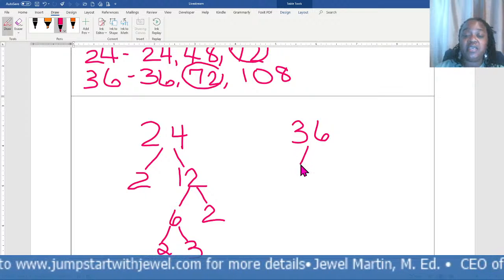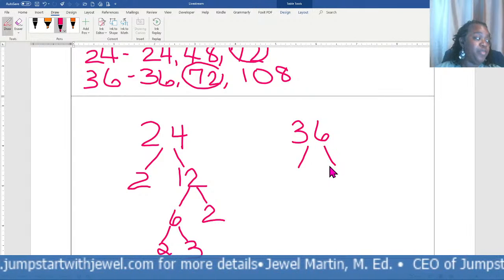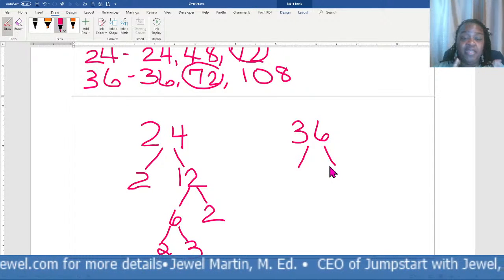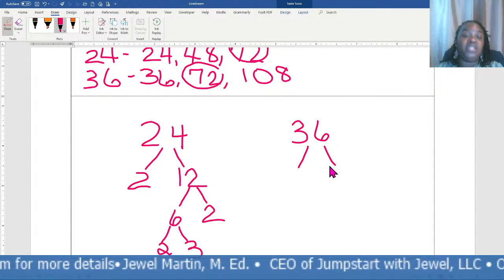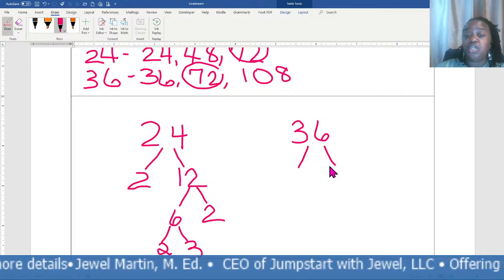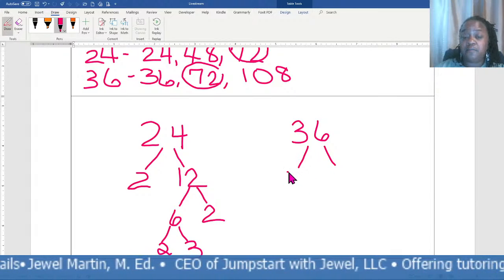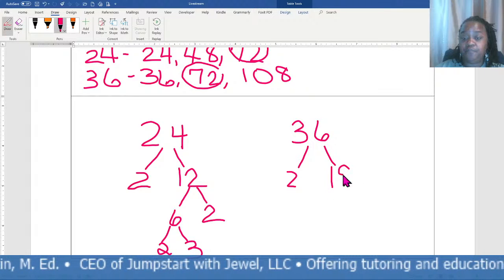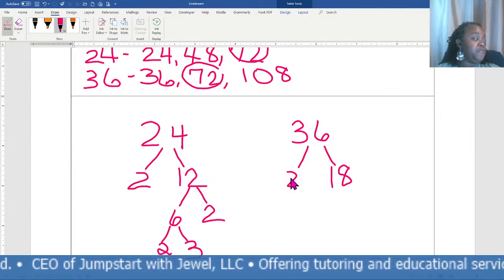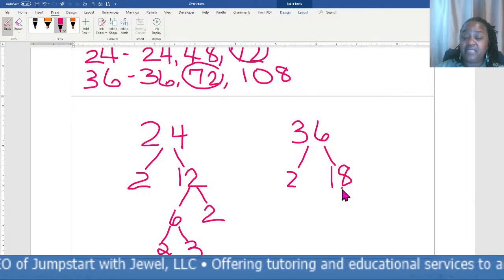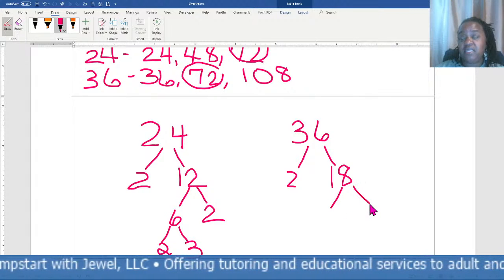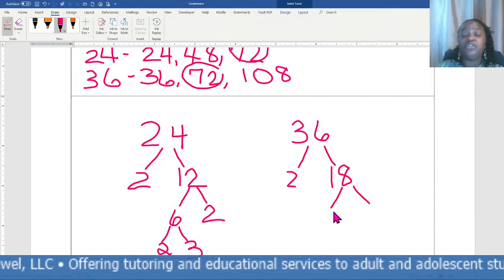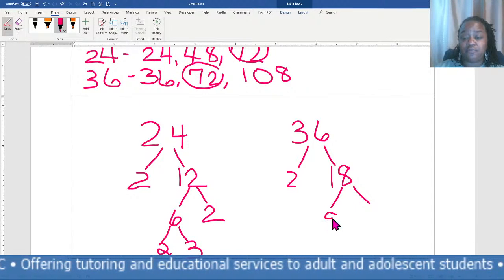So for 36, again, I'll pick two factors where one will be prime, meaning it won't have any other factors but one and itself, and another number. So for 36, I'm thinking 2 and 18. 2 is prime. No more factors can come through that. But 18 has a few factors. There's 6 and 3. 6 times 3 is 18. And also 9 times 2. So in this case, I'll do 9 times 2.